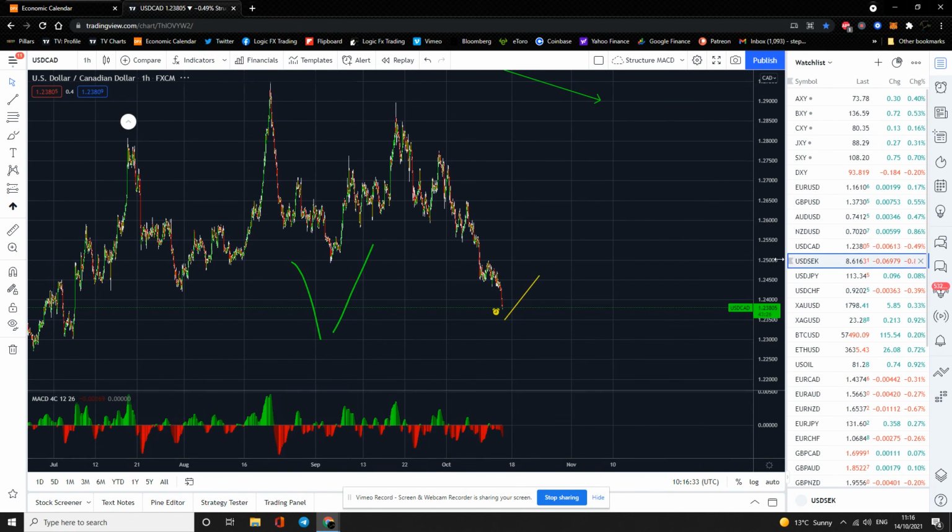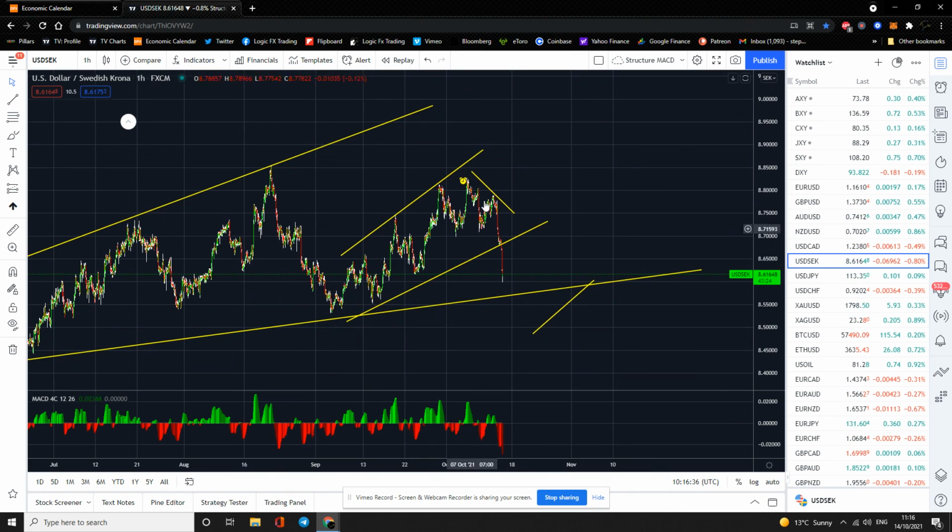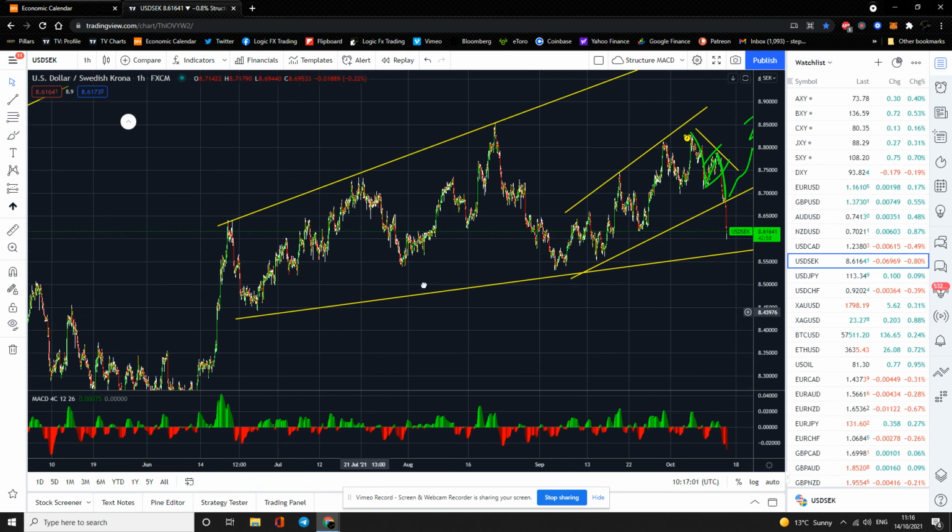CAD, there's the push down in the dollar again. Swedish, there's a push down, much deeper than what I was expecting. When we were here, we were looking for a little pullback from there to see that set up there, guys. Pull back into there, and then maybe we continue with this. But that's quite a move, guys. It's the biggest move we've had against the dollar in a very long time.